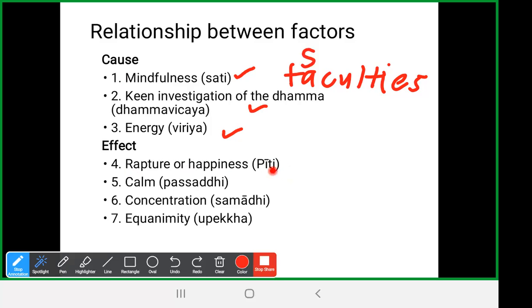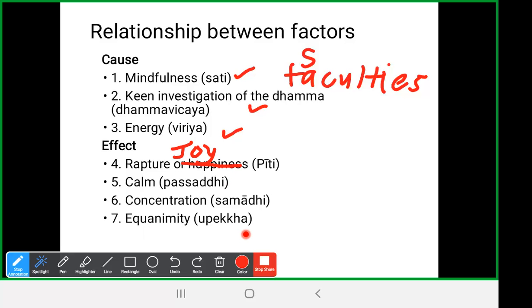So you can see the piti, joy. Maybe we don't use the word happiness. Rapture or joy is a better translation here. Then the passaddhi. Later I will describe what is passaddhi. So the joy, calm, concentration, and equanimity. These are 4 effects and 3 causes. So you need to remember 3 causes and 4 effects. You have to divide it this way so you can study it better.